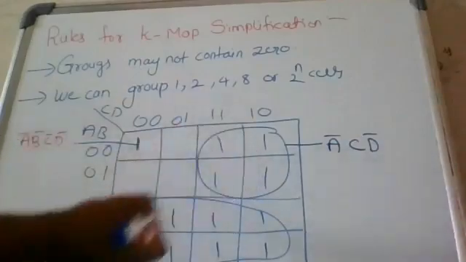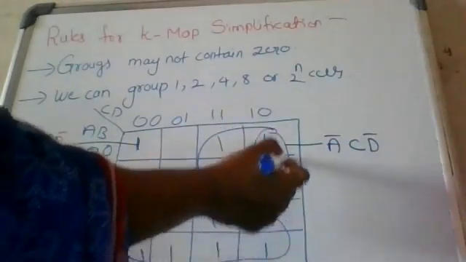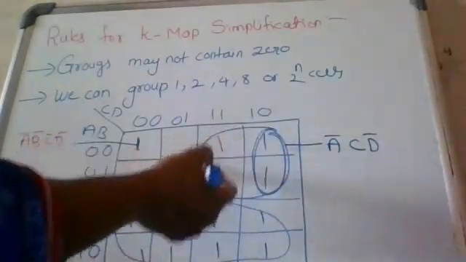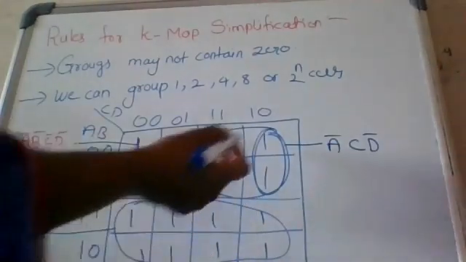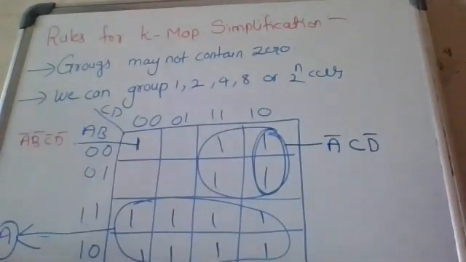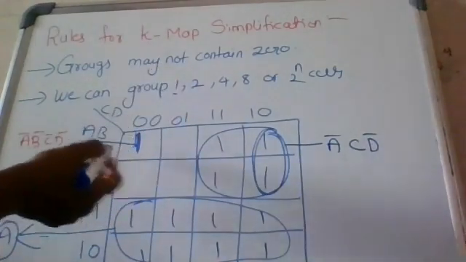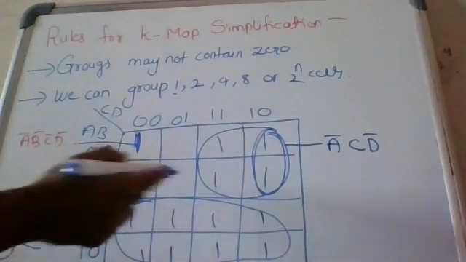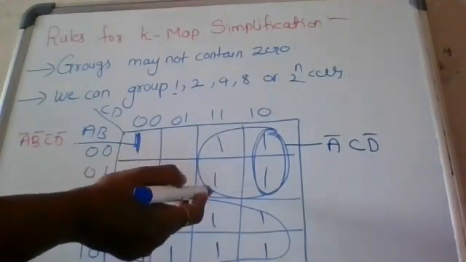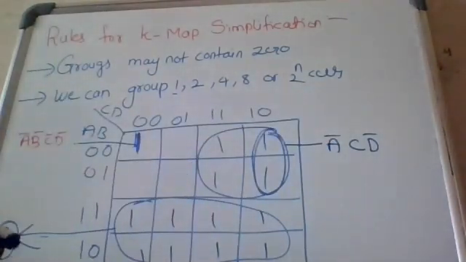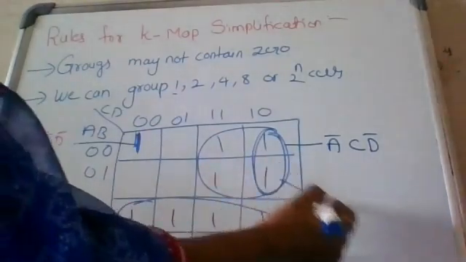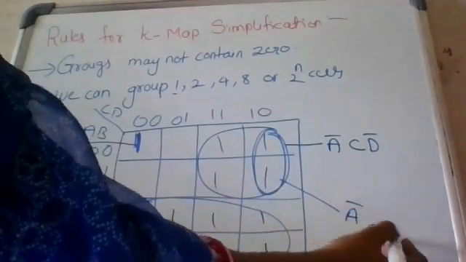Here we have 4. So we have double grouping also. This is double grouping, this is quad grouping, and this is single, single means one grouping. So this is A bar, C, D bar, and for the double grouping we can write A bar, C.